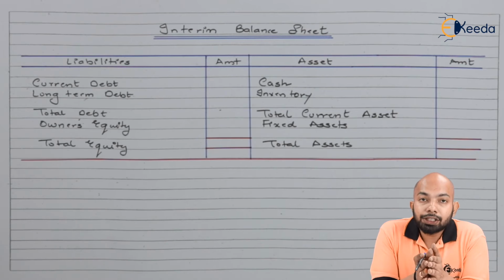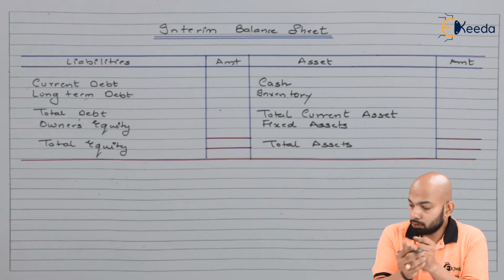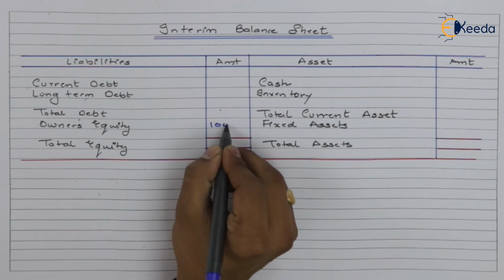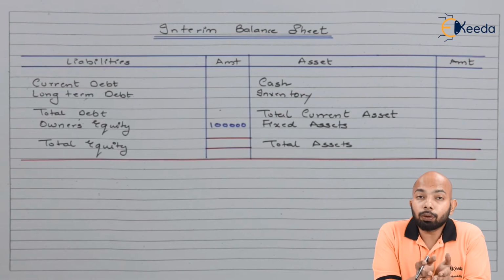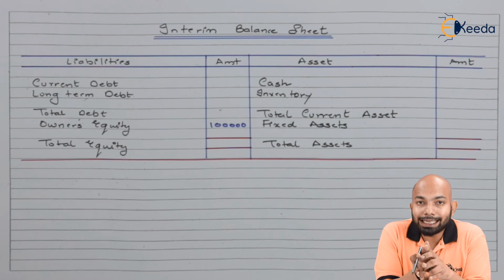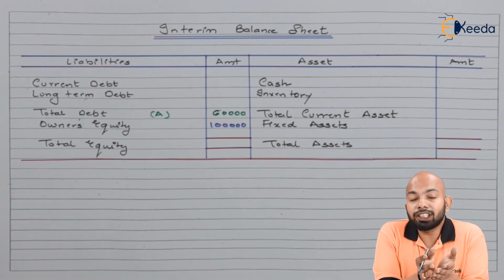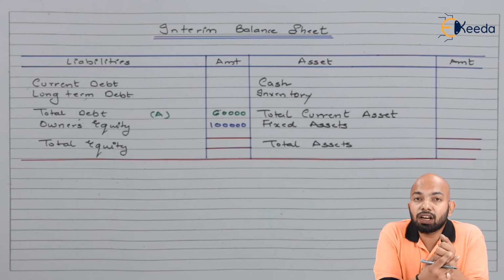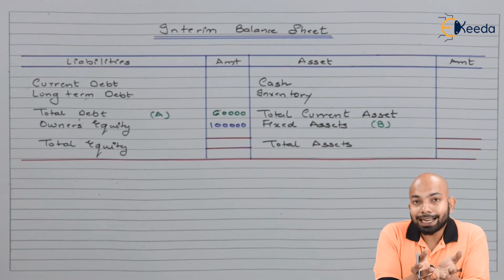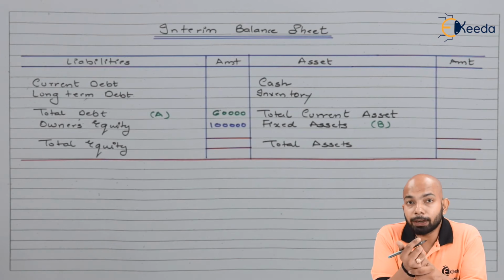So in this interim balance sheet, owner's equity is 1 lakh, which has already been mentioned. Hence, we are mentioning it in blue. Rest, whatever we have found out right now, we'll be mentioning in green. So total debt, which was a part of A, that means it was denoted as A, 60,000 was the amount, has been mentioned there. Fixed assets which were found out, which were denoted as B, 60,000 was the amount there, we'll mention it there now.